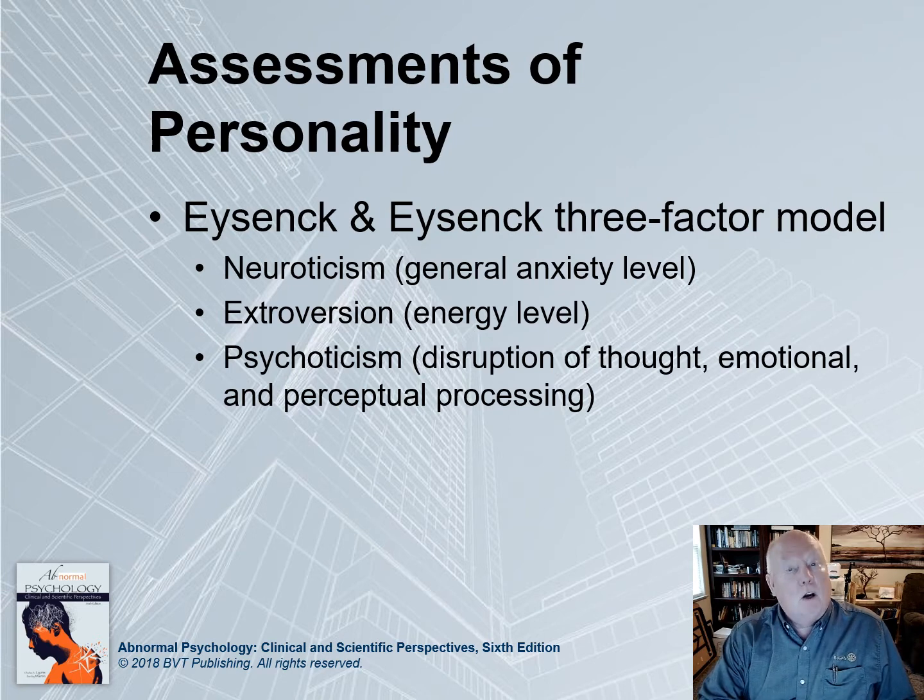Eysenck and Eysenck, for example, proposed a three-factor model of major traits that influence almost all behavior. Neuroticism, again, that was one of Freud's concepts, was a general anxiety level. And extroversion, we think of extroversion as primarily being outgoing, but they defined it more in terms of energy level, and being outgoing was simply part of that. And something called psychoticism, which is a tendency to have perceptual distortions or distortions of thought. Except for severe disorders, neuroticism and extroversion were the most important traits.